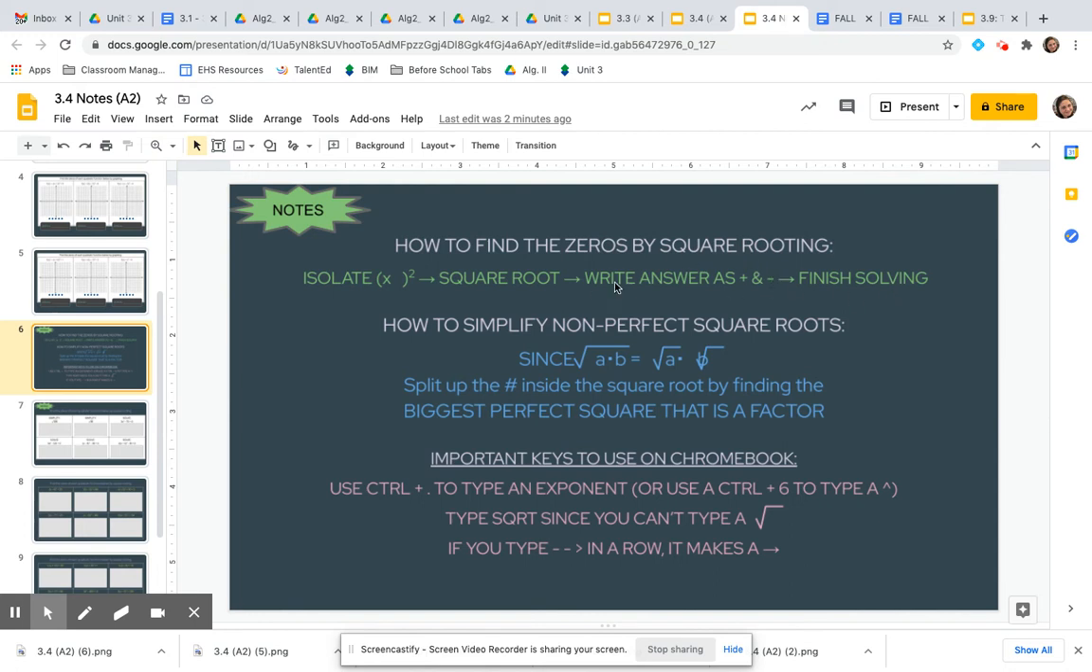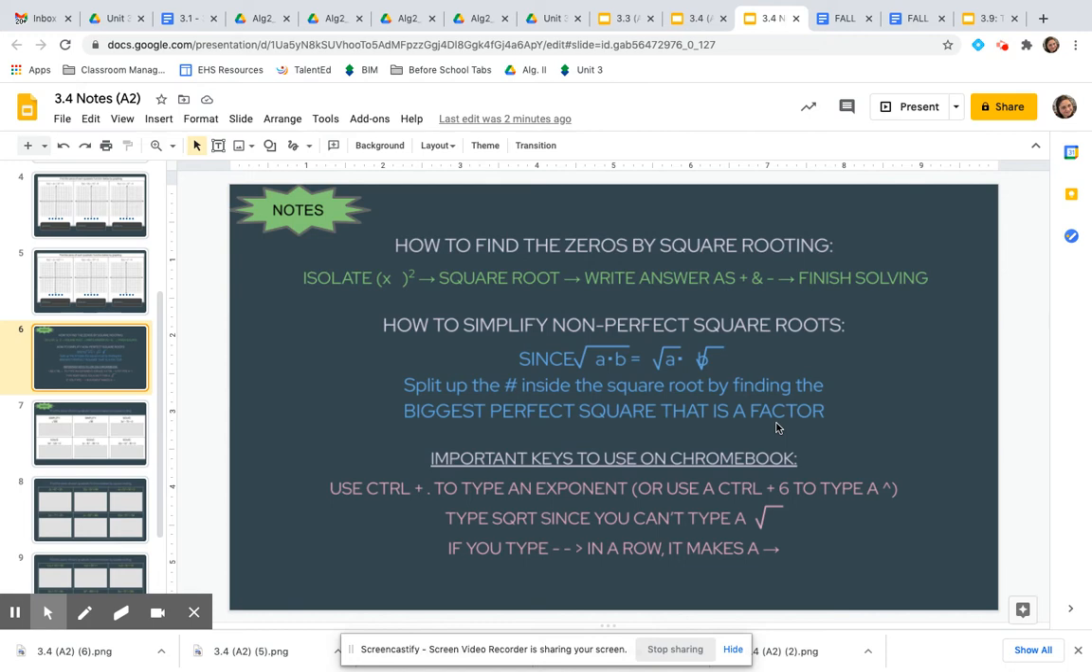So kind of like we did with absolute values, these are going to split into a positive and a negative. And then we are going to simplify non-perfect square roots because the square root of a times b could also be the square root of a times the square root of b. We're going to split up the inside number into multiplication by finding the biggest perfect square that's a factor, so that we can actually take the square root of something. We want the smallest number possible left inside.